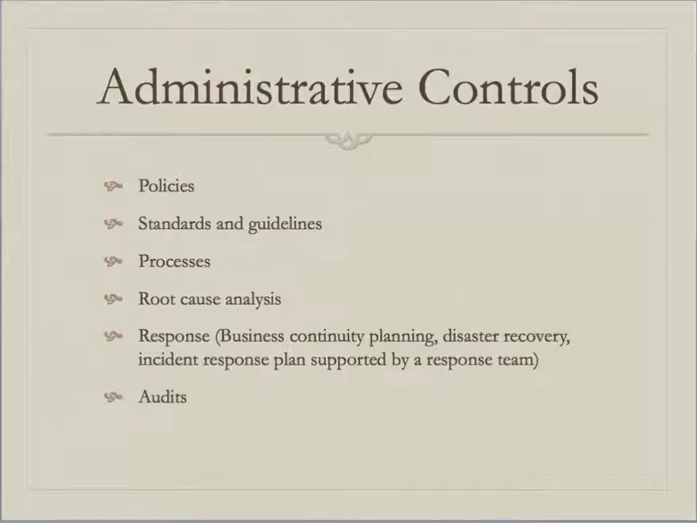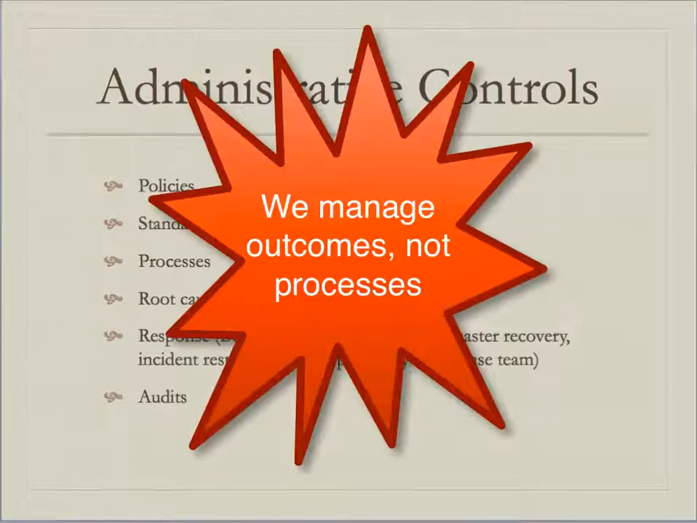Processes support the standards and guidelines. For everything that a business user or a technical user does, there should be a process. A process ensures that users perform the same set of tasks in the same way every time, resulting in consistent outcomes. Those outcomes then are measured to determine whether or not they're compliant with policy. If they're not, then we go back and look at the processes. The thing to remember is we don't manage the processes, we manage the outcomes.